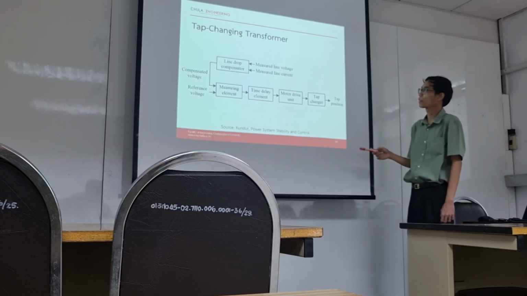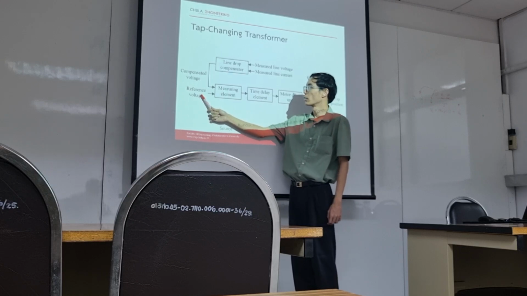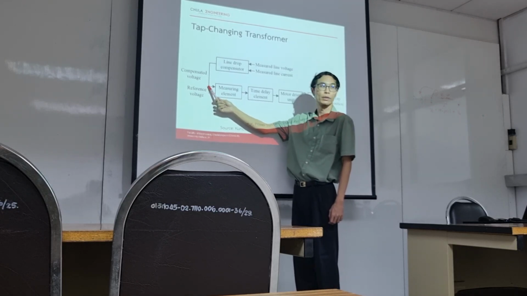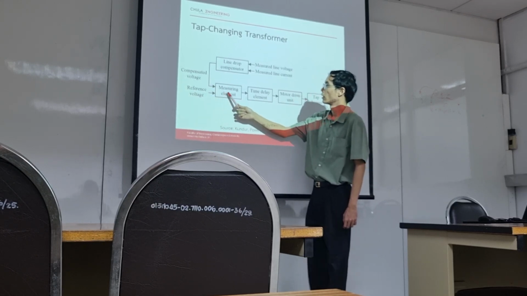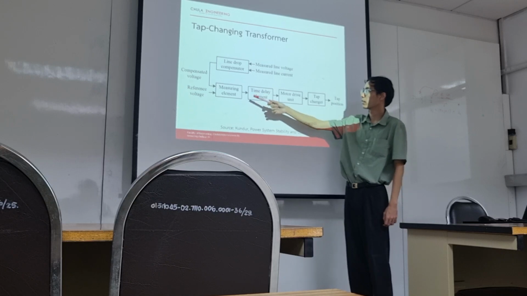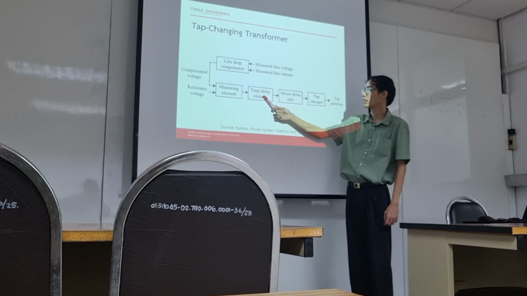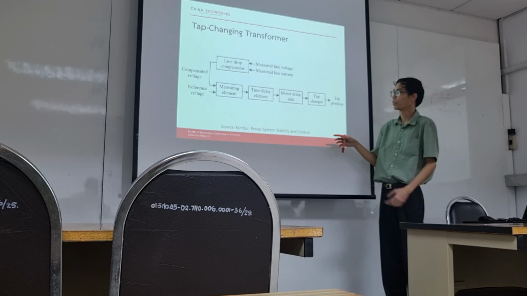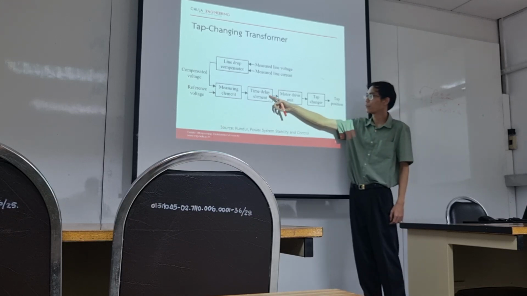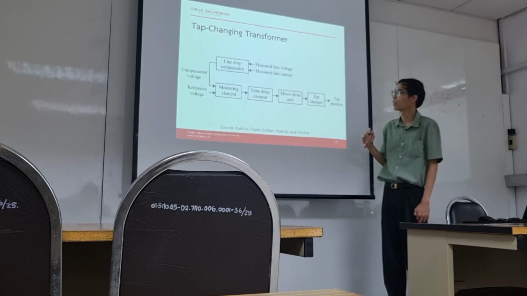Okay, this is the diagram for doing that. You have a reference voltage, and then you measure the voltage as an input and compare it with the reference voltage. Then the voltage difference goes to the time delay, and if the voltage drop lasts longer than the time delay that we set, the motor will drive the tap changer of the transformer to change the tap position, something like that.